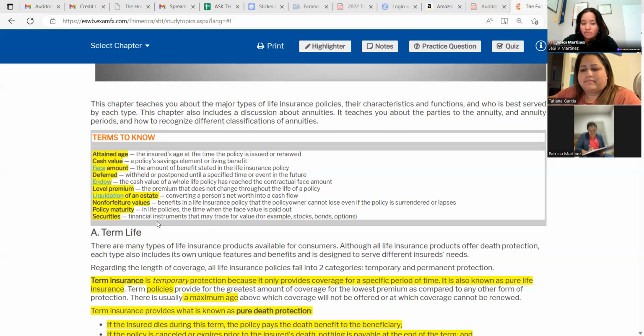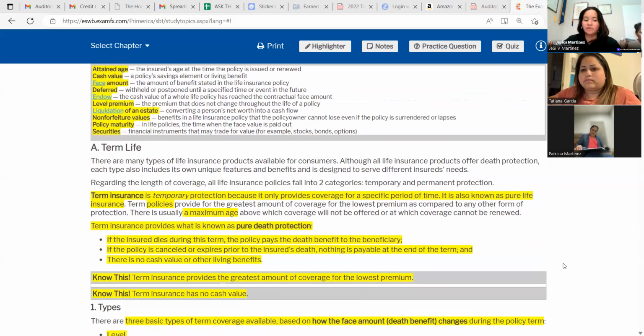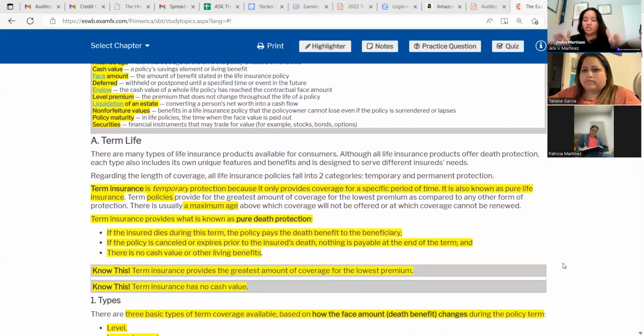Securities is a financial instrument that may trade for value, so stocks, bonds, options, things like that. Those are the securities. Term insurance is basically our only product for life insurance primarily, and term insurance means that it's insurance for a term of time.